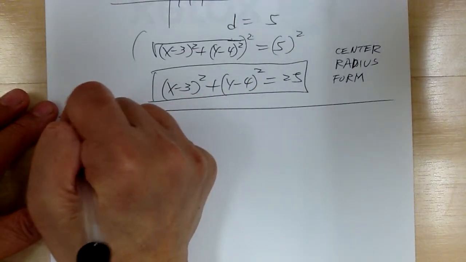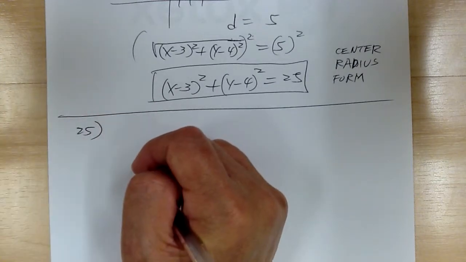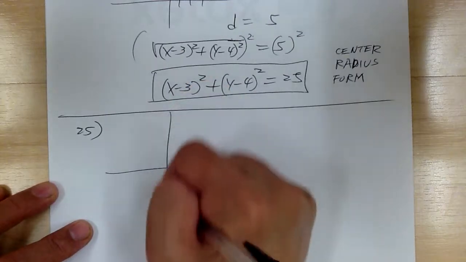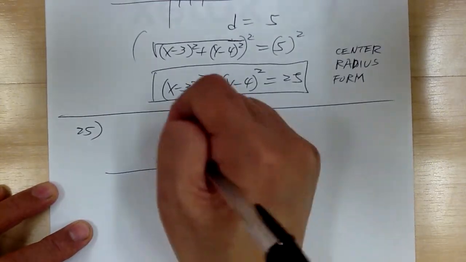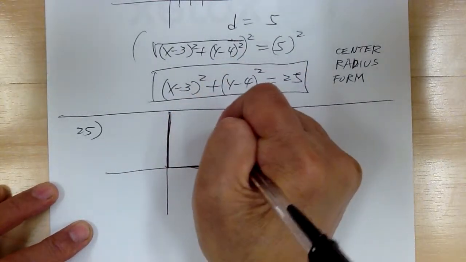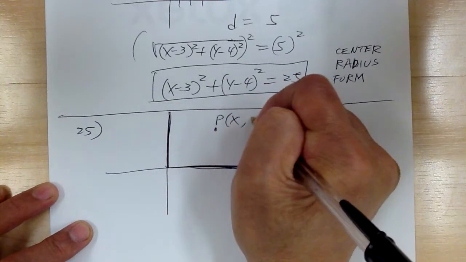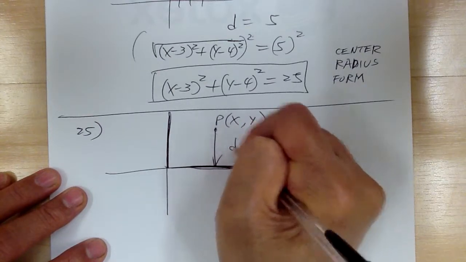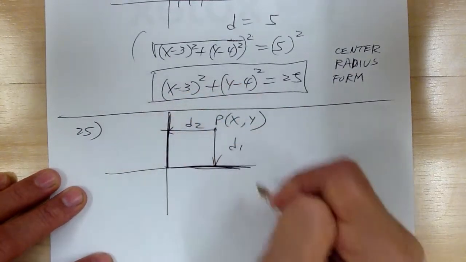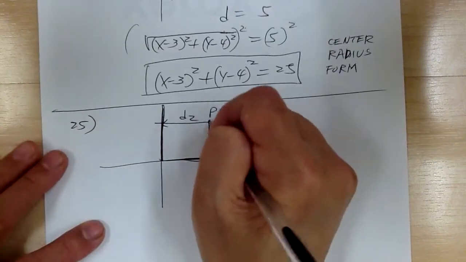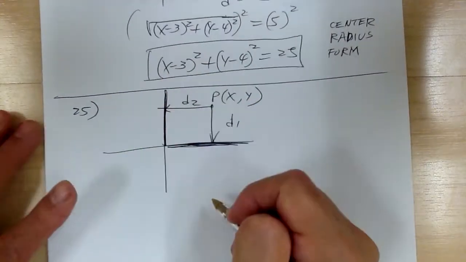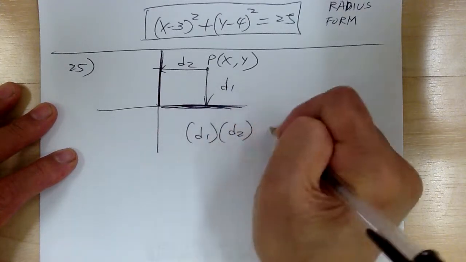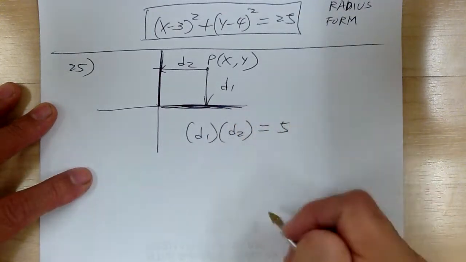Okay, let's go to 25. The product of the distances from the axes. So here's your coordinate axes. Okay, and again a point P out here, random. And so that's your D1, that's your D2. So the product of the distances to the axes, okay, so product means multiply. So D1 times D2, the product, is equal to 5.